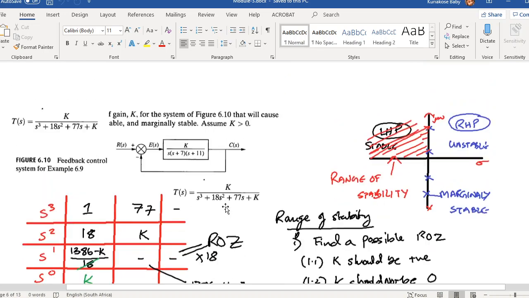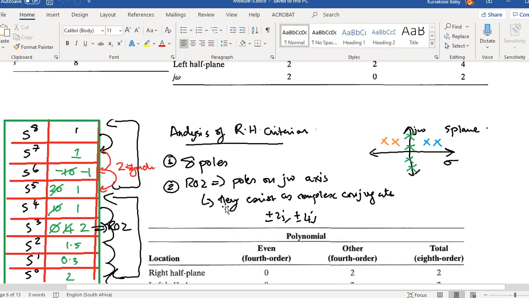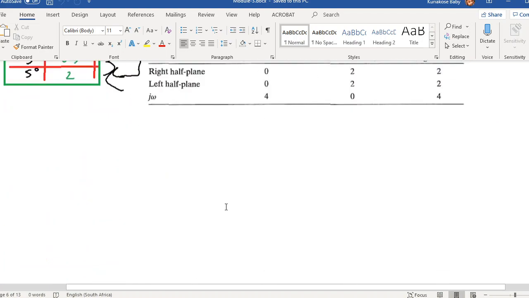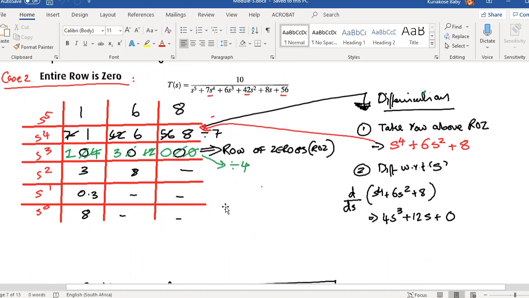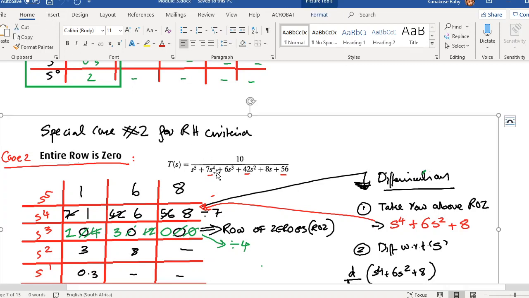So before we do this problem, let us discuss the second problem, which is the one in which you have a 0 in the second column, also the 0 in the entire row. So this is special case number 2 for the Routh Hurwitz criterion. Let us take this problem and try and see if we can indeed solve it.